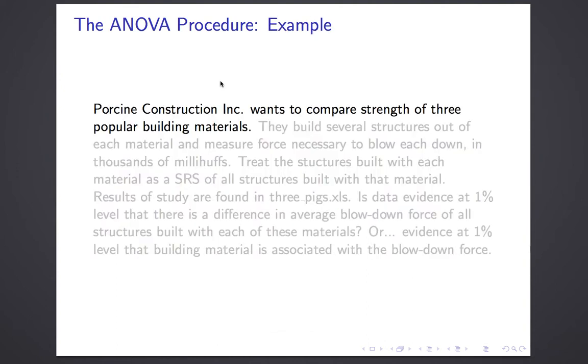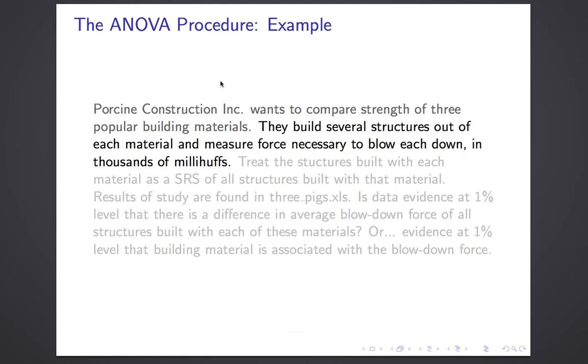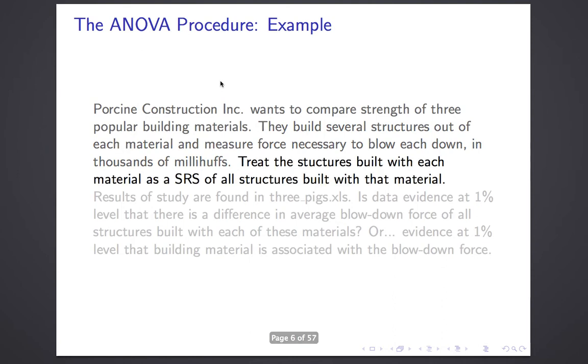So let's start with an example. Sawin Construction Inc. wants to compare the strength of three popular building materials. So they build several structures out of each of these three materials, and they measure the force necessary to blow each one down in thousands of millihuffs. You can treat the structures built with each material as a simple random sample of all possible structures built with that material. The data from their study is found in the 3pigs.xls file on the data page of my website.